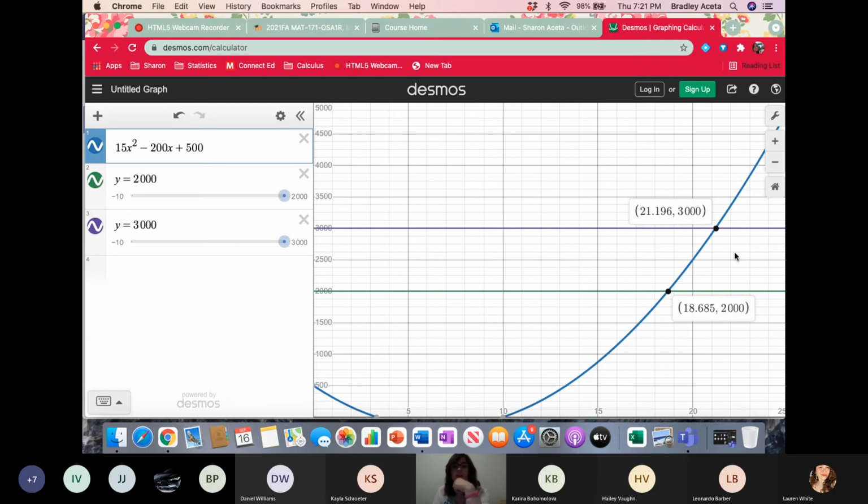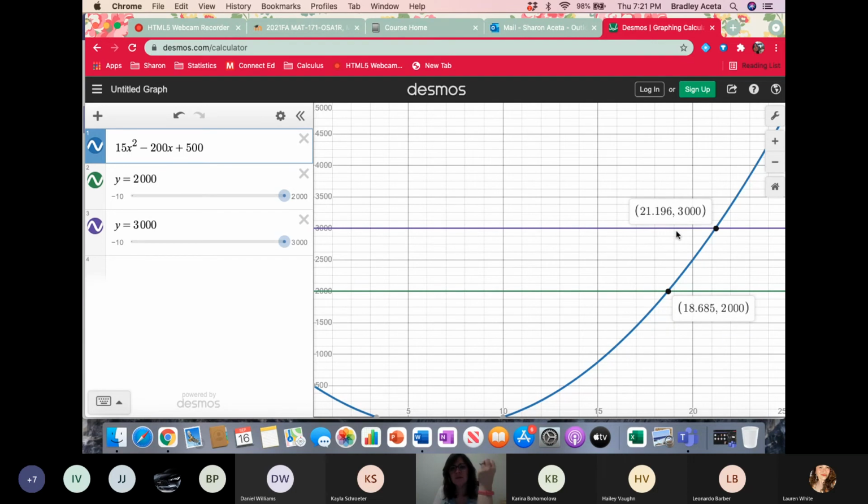I was so impressed that it did this. In the graphing calculator, you'd have to hit a couple of things. You'd have to type 3,000 and 2,000 and then do second calc 5, enter, enter, enter, and get this intersection point. But it gives it to me right away. And look at that right there. I have 18.685, 2,000, 21.196. Again, what does that mean?